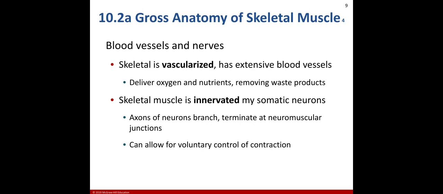We do have blood vessels and nerves going to skeletal muscle. So the skeletal muscle is vascularized. It has extensive blood vessels. It has the job of delivering oxygen and nutrients and removing waste products.